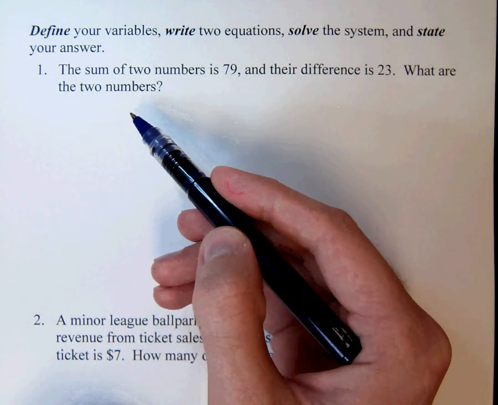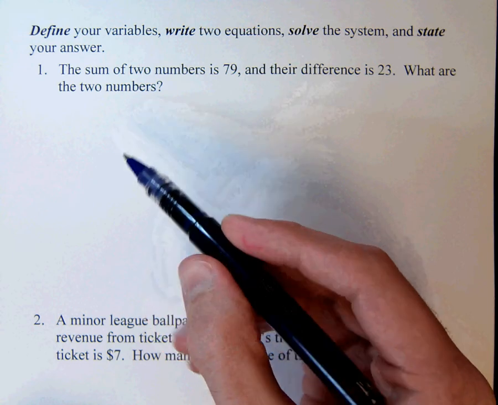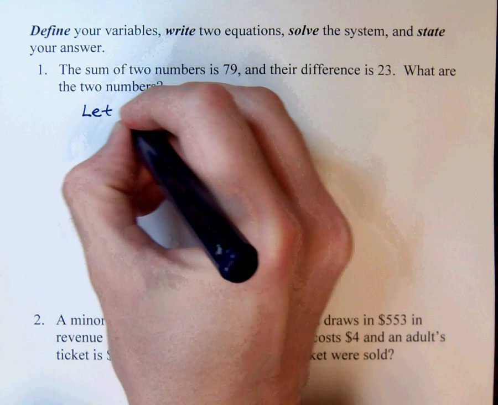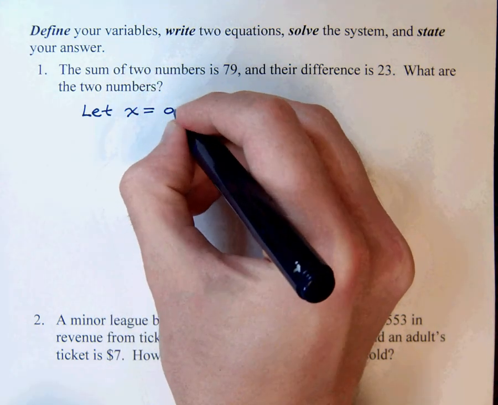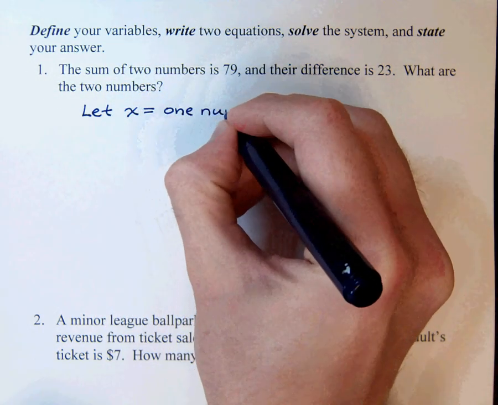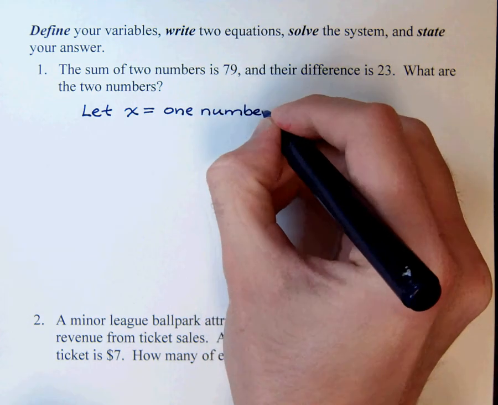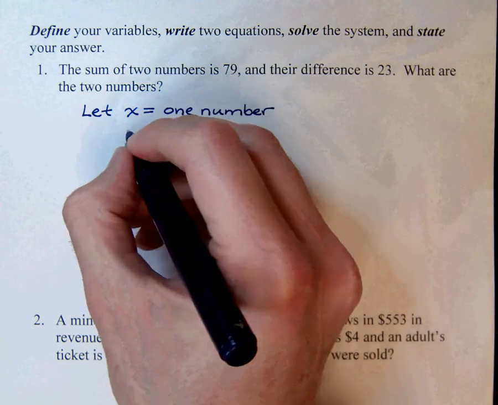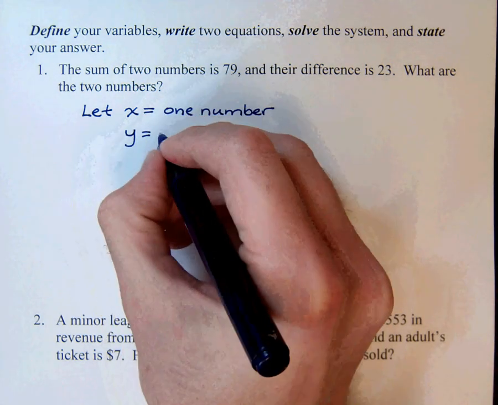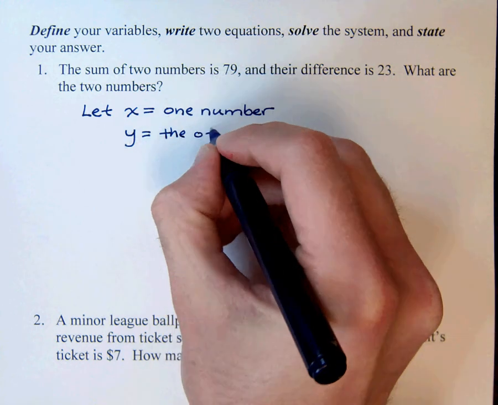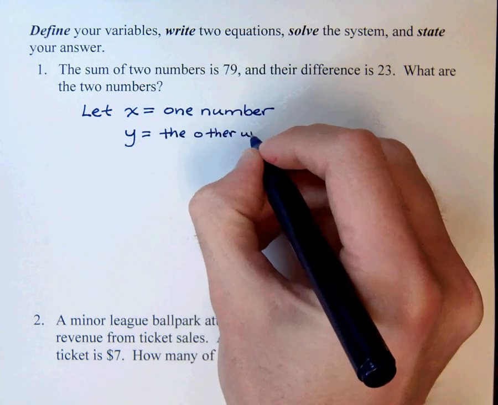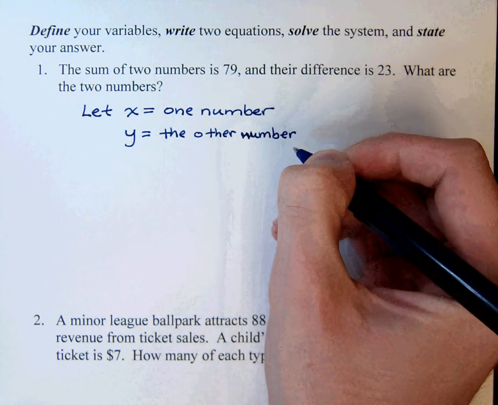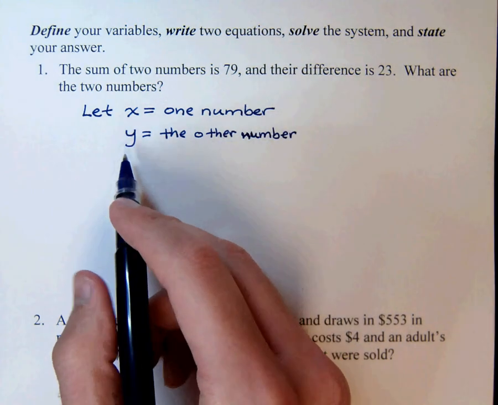Well, we're only dealing with two numbers. It's pretty basic, pretty simple. So we're going to define our variables like this. Let x equal just one of the numbers. There isn't anything more that we need to say about that. These numbers aren't representing anything special. And then we're going to let y equal simply the other number. Okay? So we have our two variables defined. X is one number and y is the other one.